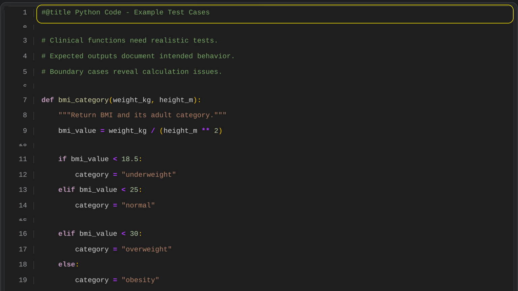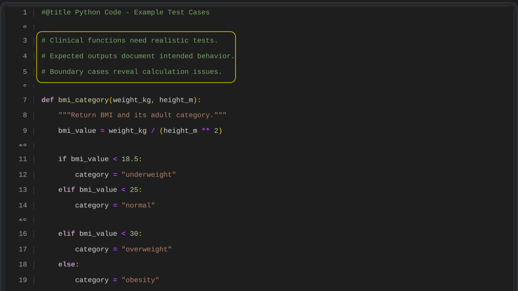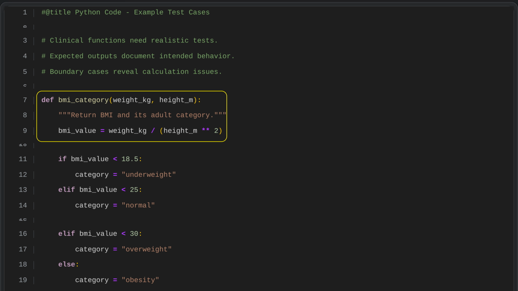Python code. Example test cases. Clinical functions should be tested with realistic cases, clear expected outputs, and boundary cases that can expose calculation errors. The method calculates adult body mass index using a person's weight in kilograms and height in meters. It finds BMI by dividing weight by height squared, then uses the result to classify the person as underweight, normal weight, overweight, or obese.